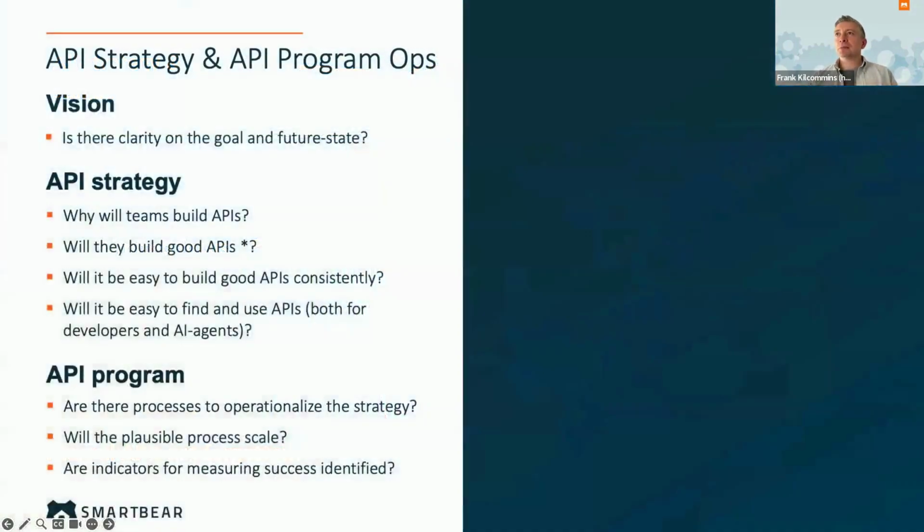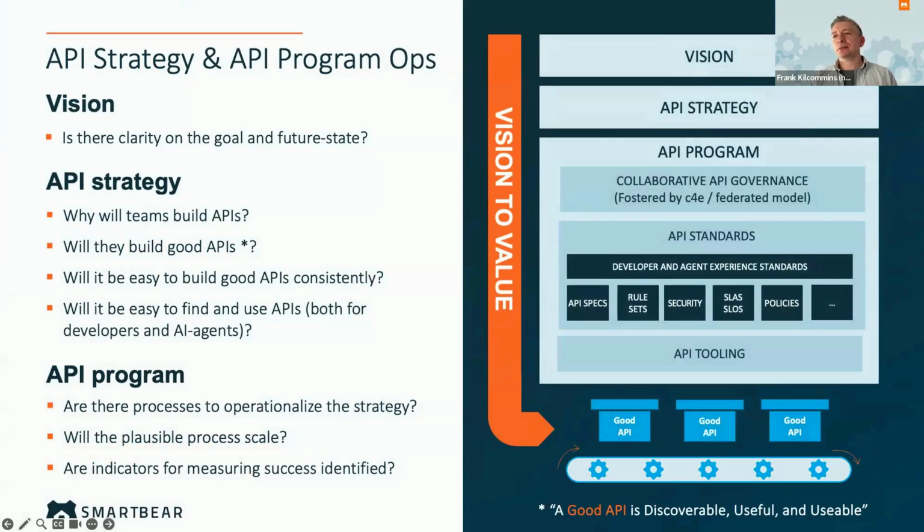Now, what we generally try to do is we try to help customers move from having a vision into being able to deliver good APIs that will return value for the API consumers. So, is the vision clearly understood? Is there clarity on what the goal of the future state is? Is that owned appropriately by the business stakeholders? Will the distributed teams that are within a company, will they understand why they're building APIs? Will they have the means, the tooling, and the processes to be able to build good APIs? And will they be able to build those good APIs consistently if they are distributed and federated? Will it be easy then from a consumer perspective, be it internal or external, to find and use those APIs? And again, remember that not all consumers will be human consumers.